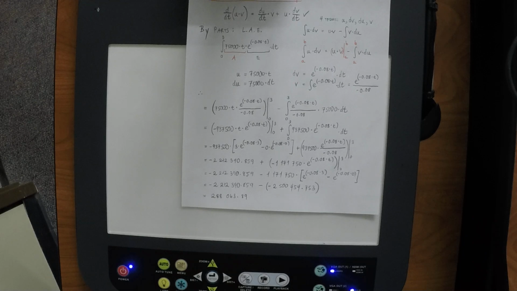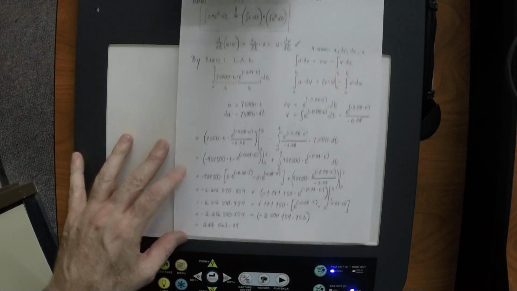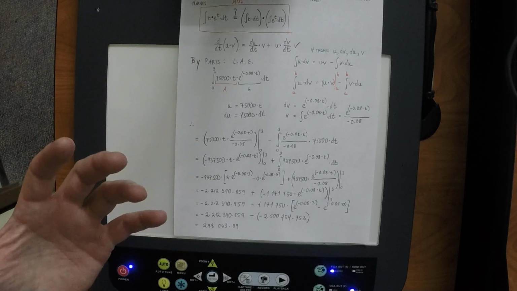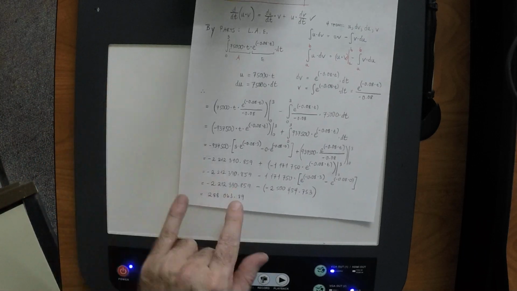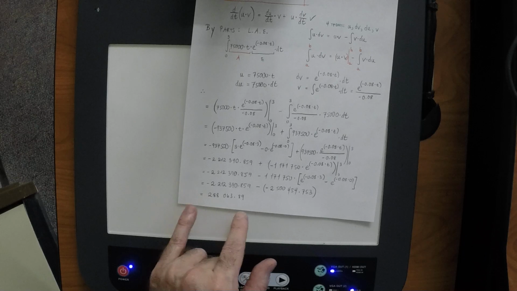Okay, so a couple of questions. We've done all this careful work here, and we came to this number. What does this number mean?